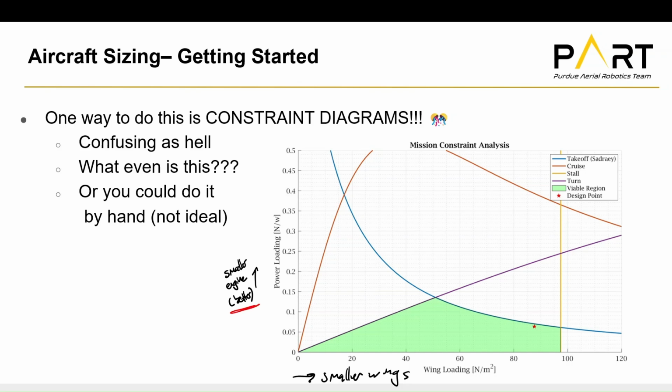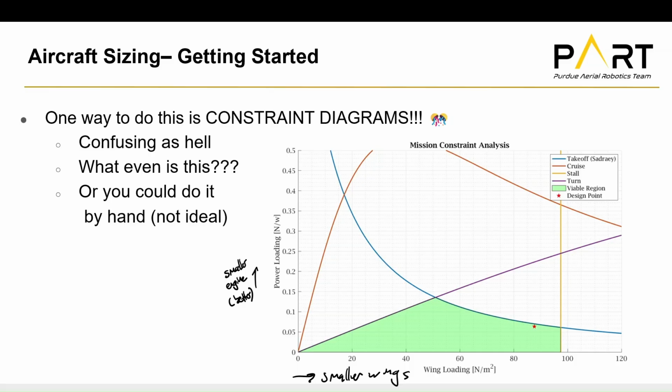I wrote better here in my terrible handwriting, and the reason why I wrote that is because having a smaller engine is generally better, right? It means you're putting out less power, you're more efficient. So if you can have a smaller engine and your plane's still able to fly with that, that's a very good way to increase your efficiency, right?